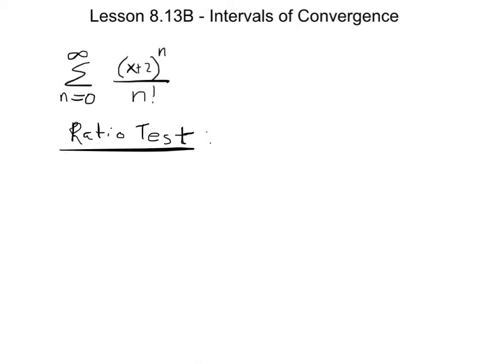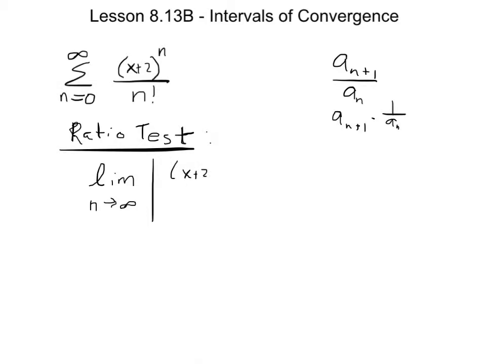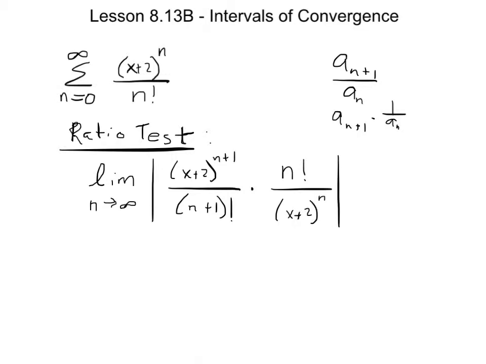So how does the ratio test work? We take the limit as n approaches infinity of the n plus 1th term over the nth term. But remember that what we usually do is the n plus 1th term times the reciprocal of the nth term. So my n plus 1th term here is (x plus 2) to the n plus 1 over n plus 1 factorial, times the reciprocal of the nth term, that would be n factorial over (x plus 2) to the nth. And the ratio test says that the thing converges if this is less than 1.